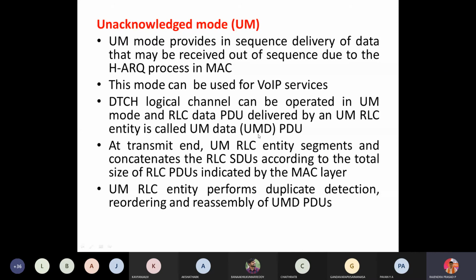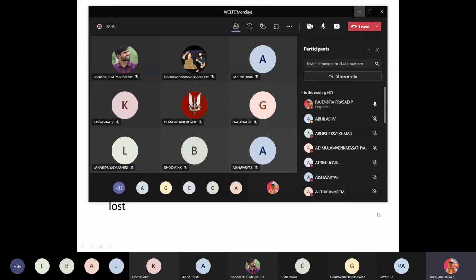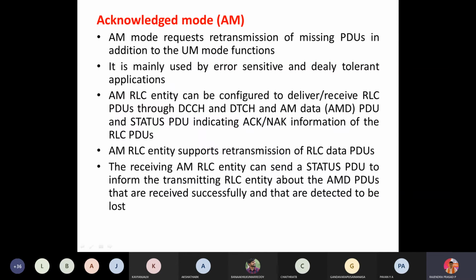So UM mode provides in-sequence delivery of data that may be received out of sequence. This mode can be used for VoIP or to transmit UM segment concatenation. RLC performs duplicate detection, reordering and reassembling of the UMD PDUs. In acknowledgement mode, when all data is collected, you will tell that all data is received. Once data is successfully delivered, you require an acknowledgement.